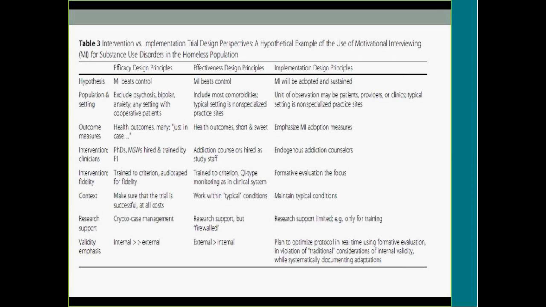Same thing for effectiveness, but implementation is completely different. We've already accepted that MI is a good thing in the homeless population, and it works. But we want to make sure that it is adopted and sustained. Okay? So we're not necessarily focusing on the homeless population per se, although that might be part of our focus. We're going to focus on clinicians. We're going to focus on the system, on nurses, on other features of the healthcare system that will make sure that we can adopt MI and sustain it.